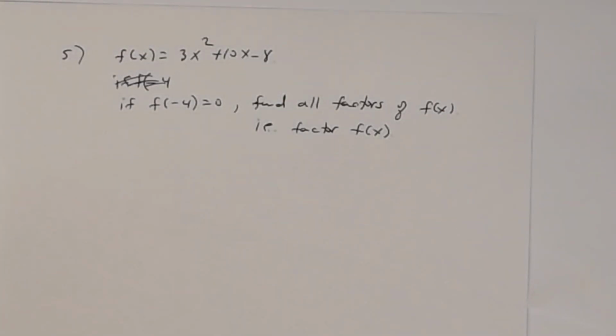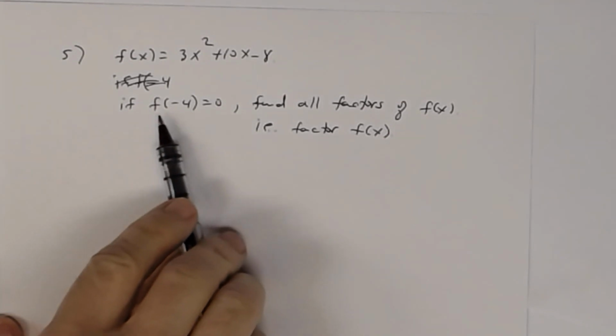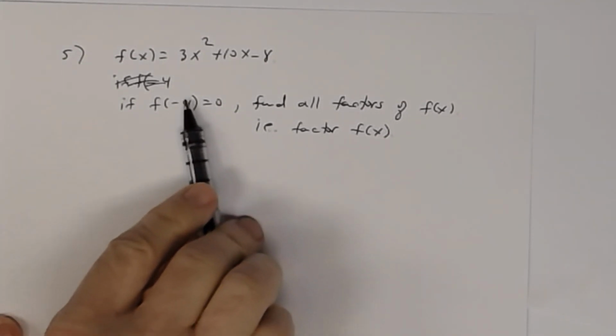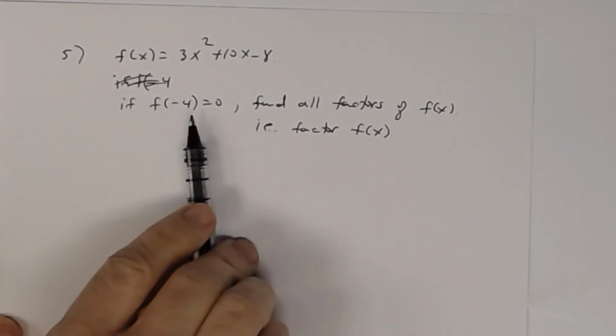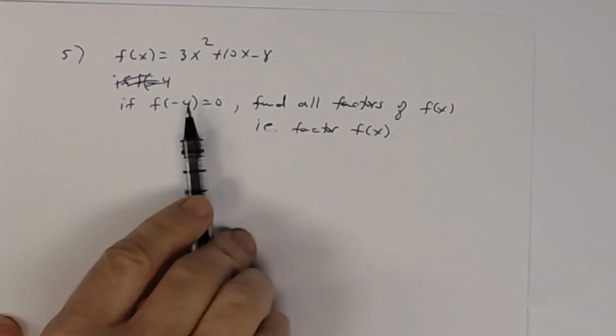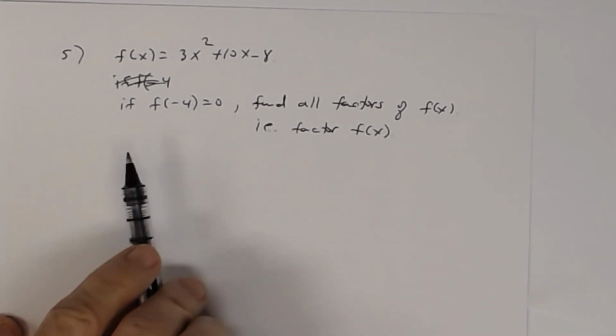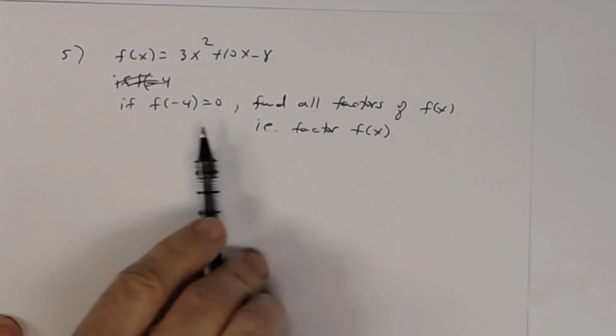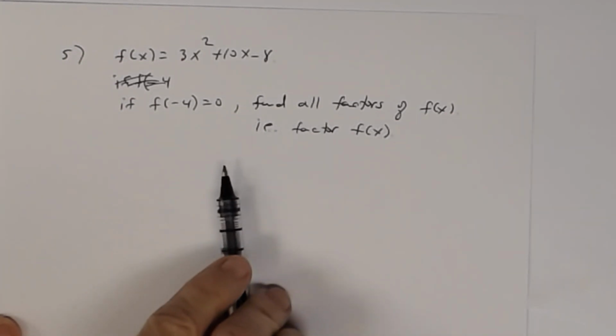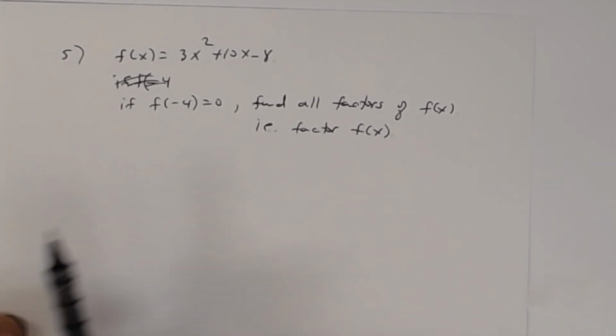All right, so let's look at number 5. So number 5 says this. If f of x is 3x squared plus 10x minus 8, and you're told that f of negative 4 is 0, so remember, that means that negative 4 is a 0, right? So negative 4 is a 0. So if f of negative 4 is equal to 0, then we know one of our factors. It says find all factors of f of x. And so we're going to go ahead and factor f of x.